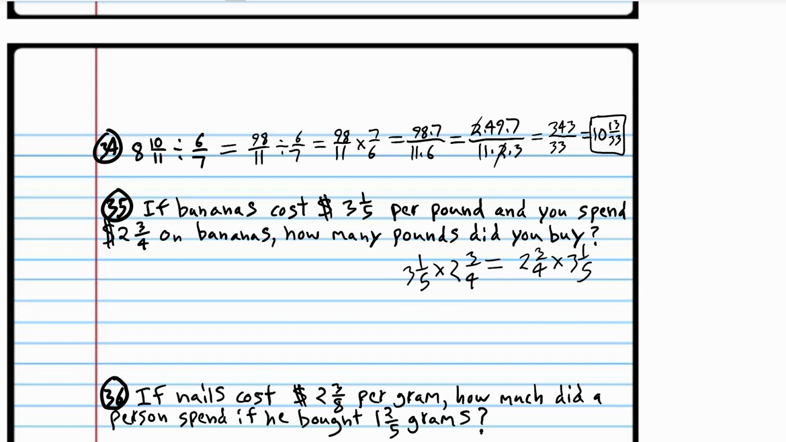So for multiplication, we don't care about the order. But if it turns out to be a division problem, then we've got to get the right order, because 3 1/5 divided by 2 3/4 is not the same thing as 2 3/4 divided by 3 1/5. So we have to figure out if it's a multiplication or division problem, and then if it is a division problem, we have to figure out what order.